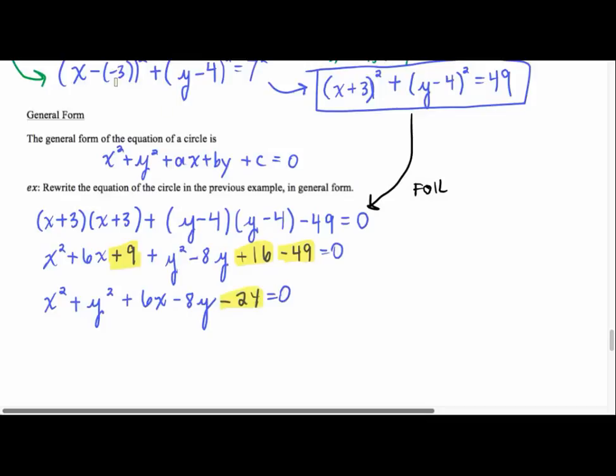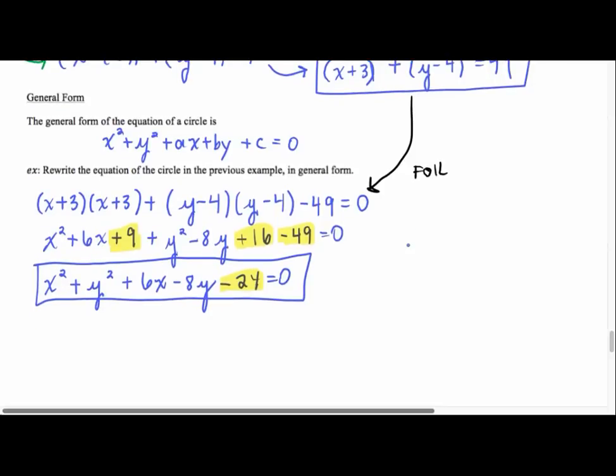Okay, that's standard form. That's it. Or general form. That's the general form. Using the words standard and general don't really mean too much. I probably would call it the HK form or the expanded form. I think that's more descriptive. But I'm going with the terminology from your book here.